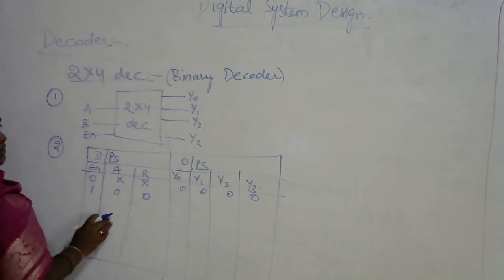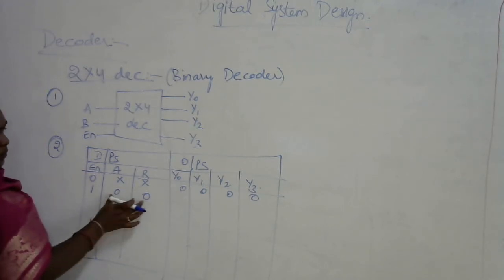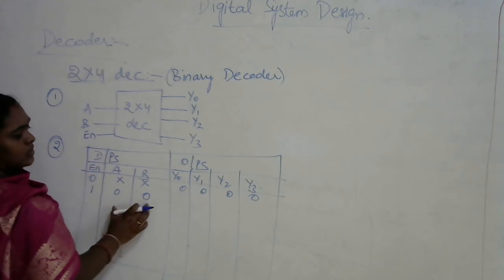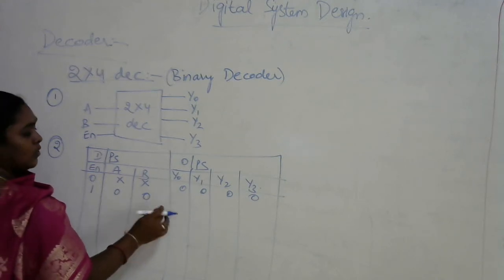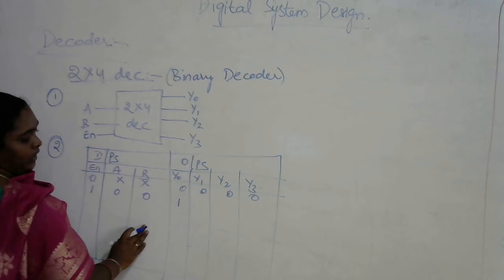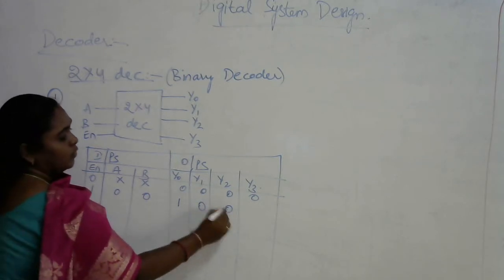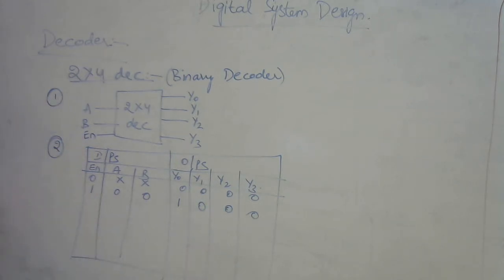A and B values are 0 0. What is 0 0 equivalent? 0 0 equivalent in decimal is 0. So y0 will be equivalent to 1, and y1, y2, y3 will be equal to 0.